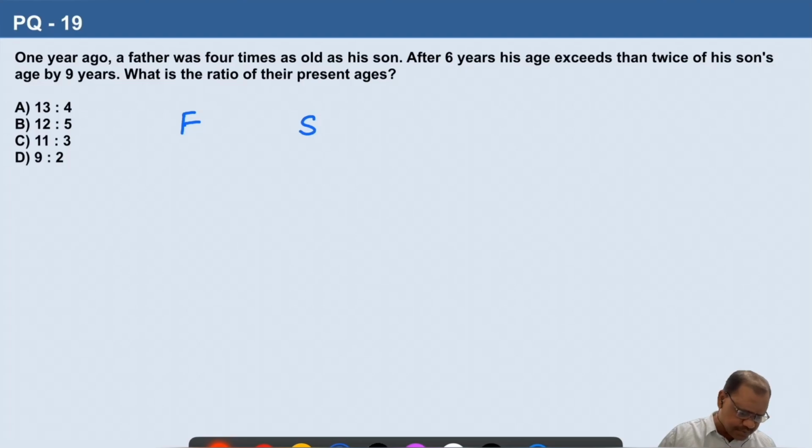1 year ago, minus 1. 1 year ago, a father was 4 times as old as his son. 4 times, multiply by 4. So, if you simplify this, F minus 1 is equal to 4S minus 4.